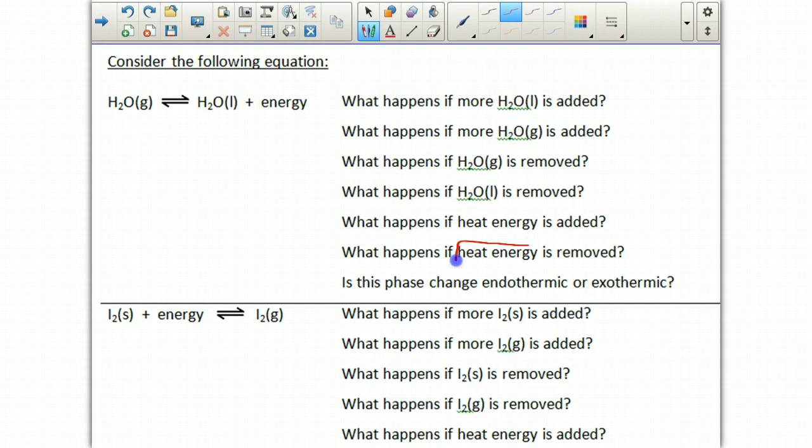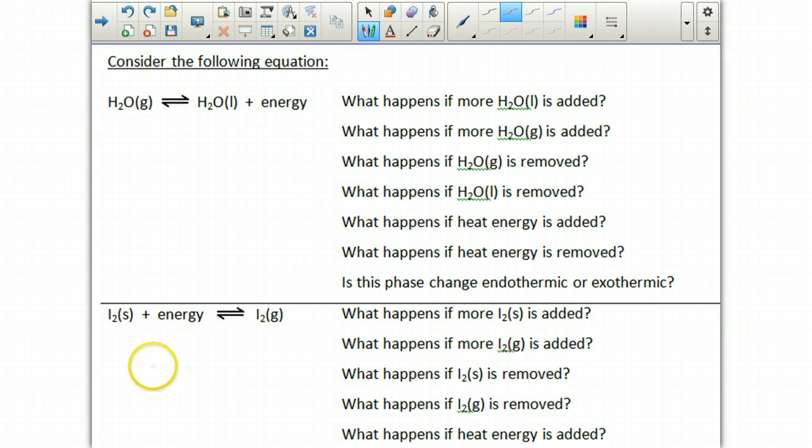If heat energy is removed, or if I decrease temperature, both of those are the same thing, then I'm going to remove the energy from the system, which happens to be on the right side. So we shift toward what we remove, which is going to cause this to increase and this to decrease. Okay, and finally, is this phase change endothermic or exothermic? Because energy is found on the product side, on the right side of my system in equilibrium, it's going to be an exothermic reaction.